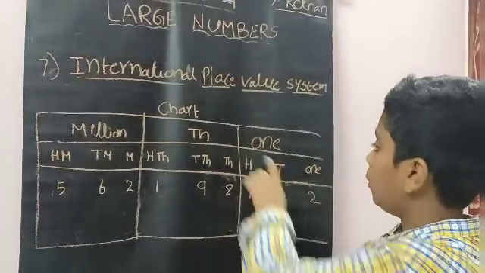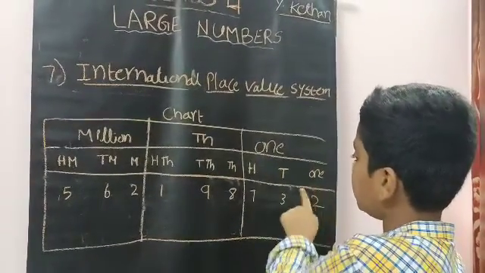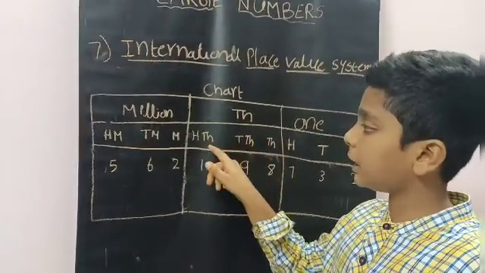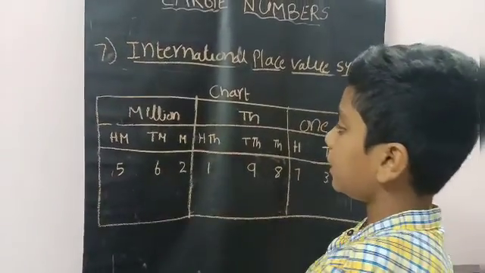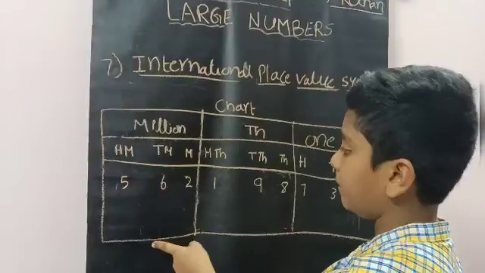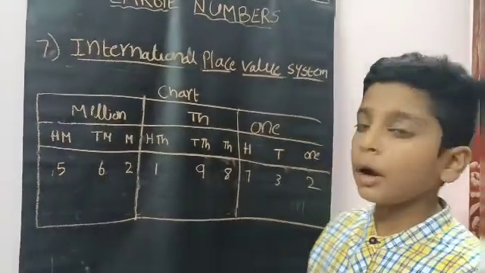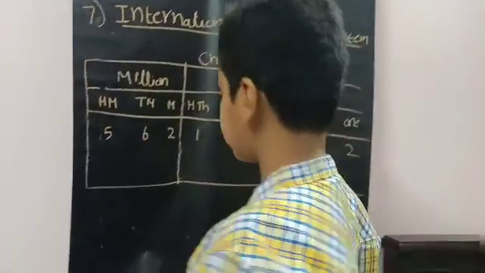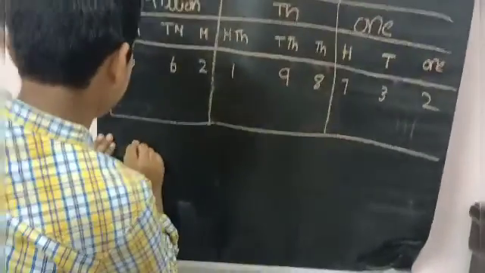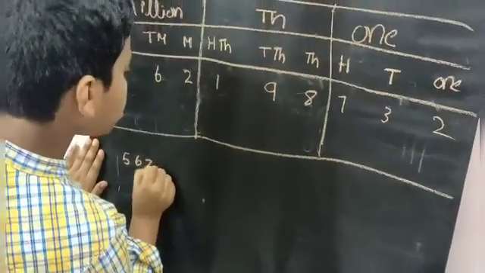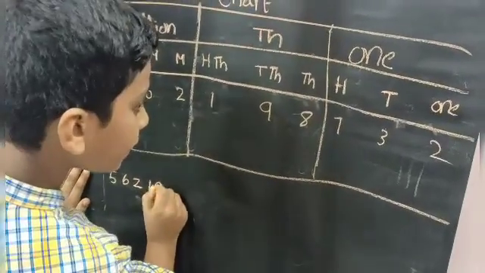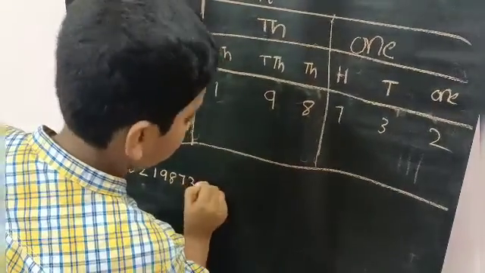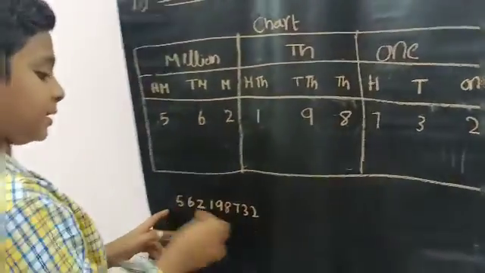In the ones period there will be ones, tens and hundreds. In the thousands period, thousands, ten thousands and 100,000s. And in the millions period, million, 10 million and 100 million. Okay, we'll discuss this example. Let's write this number: 5, 6, 2, 1, 9, 8, 7, 3. Okay, I wrote this example.